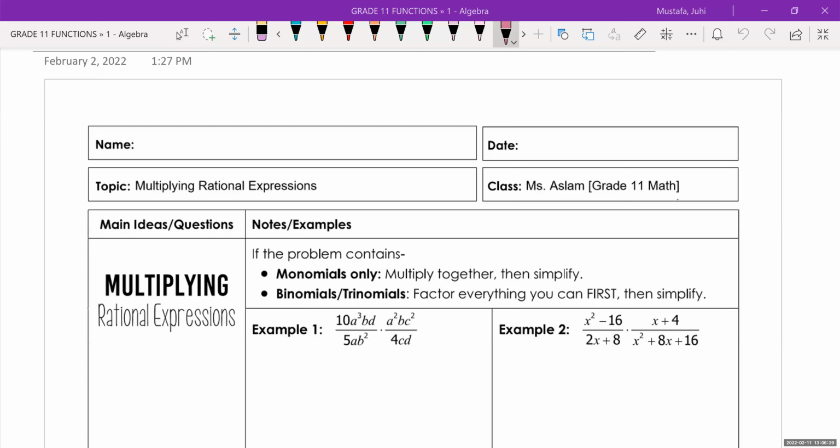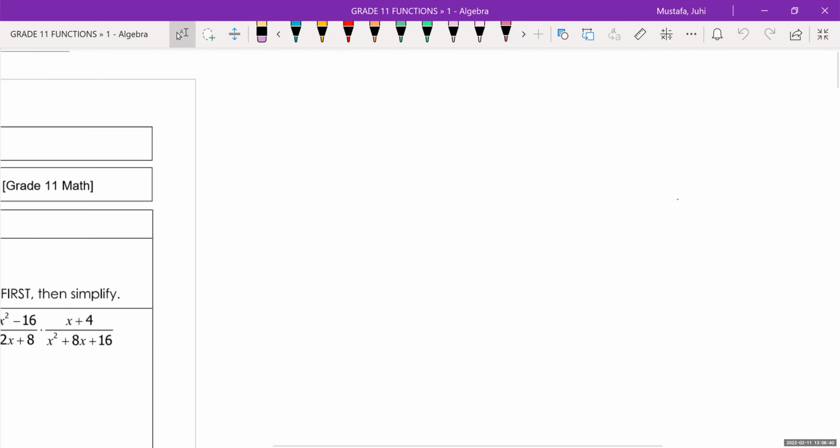Okay, so the lesson is on multiplying rational expressions. You guys will remember a rational expression is where you have a numerator and a denominator, and both of them have actual expressions. I want to take you back to grade 9 for a second. Do you guys remember when we used to do questions like this?